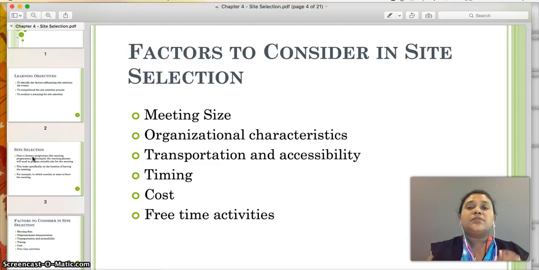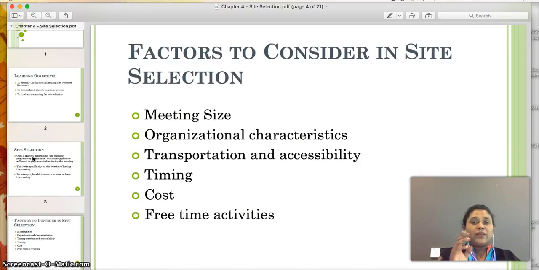And most importantly, the factors that need to be considered for the site selection will be meeting size, organizational characteristics, transportation and accessibility, timing, cost, and free time activities. So if you look at the factors, all these factors will come from your program agenda only.